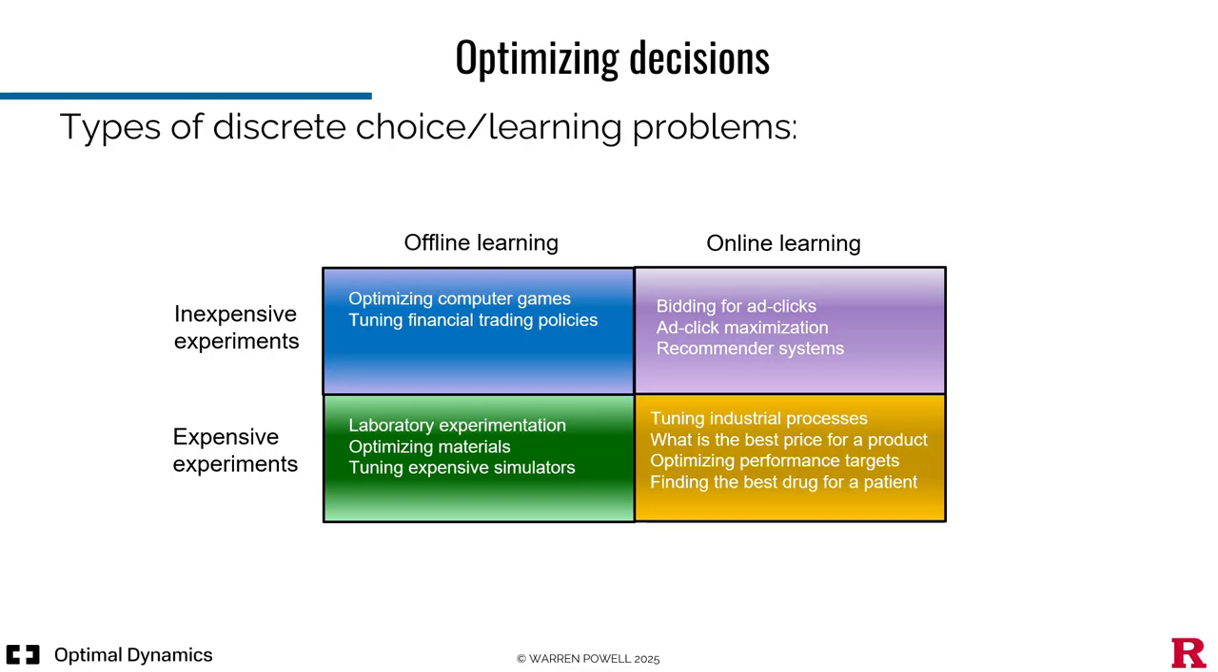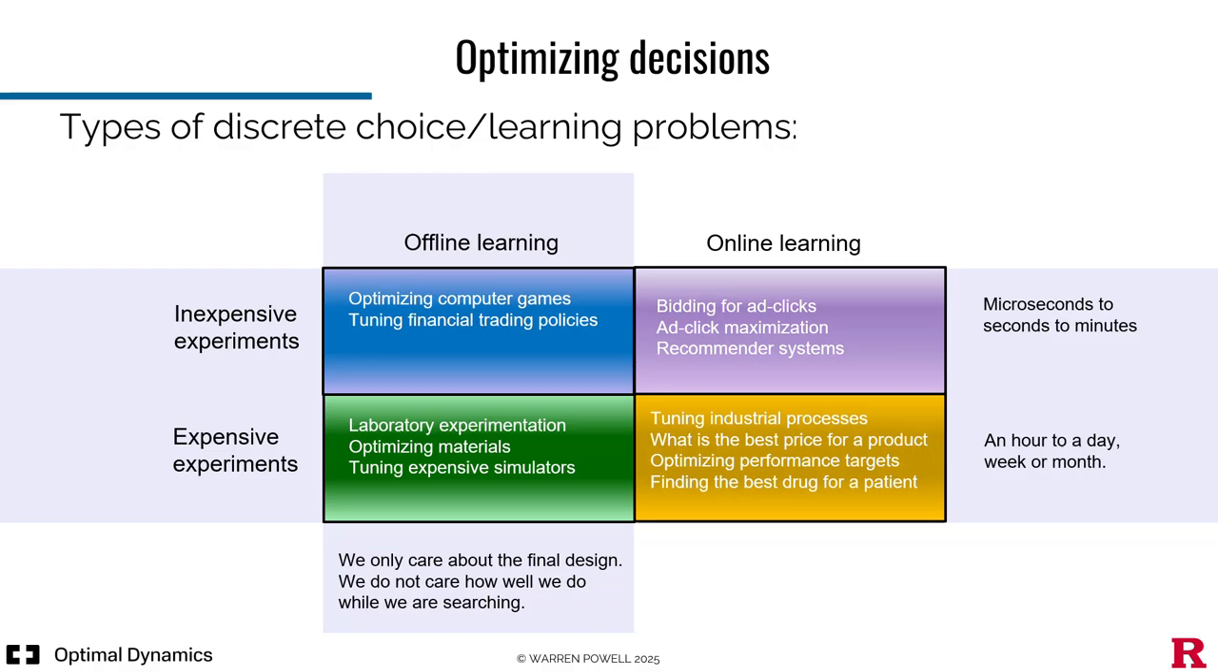Now, these discrete learning problems have different dimensions. You can have inexpensive experiments that take microseconds to seconds to minutes. And you can have expensive experiments like laboratory experiments, things you have to do in the field. They can take an hour to a day or a week or a month. I can name experiments that take a year to learn. Now you have offline learning, which is in the lab or the computer, and online learning, which is what you actually have to do in the real world. And there's a lot of that going on.